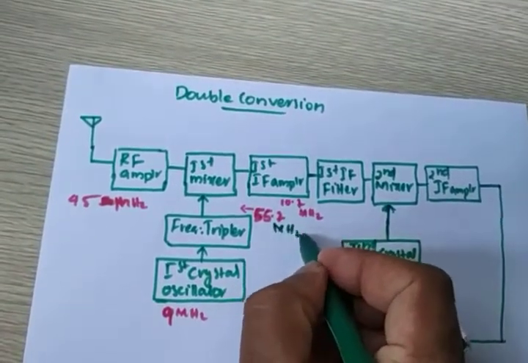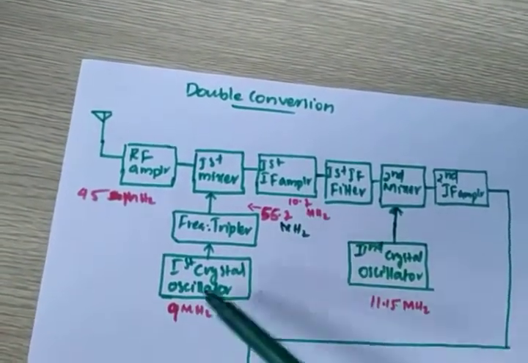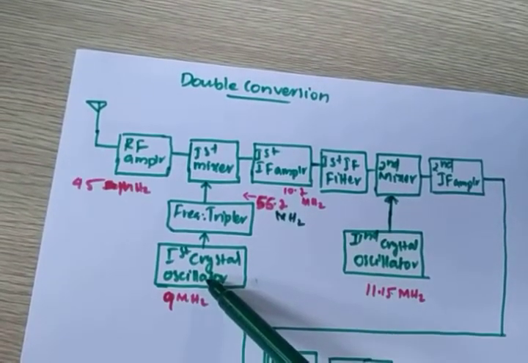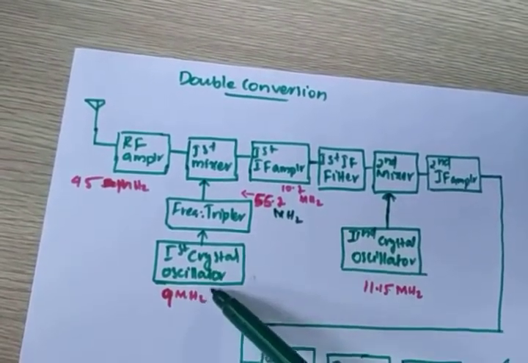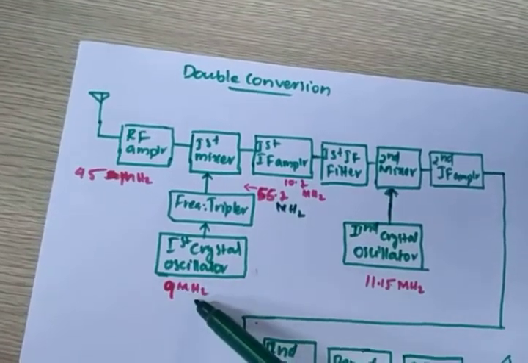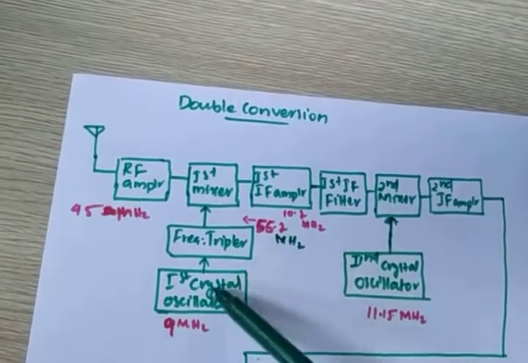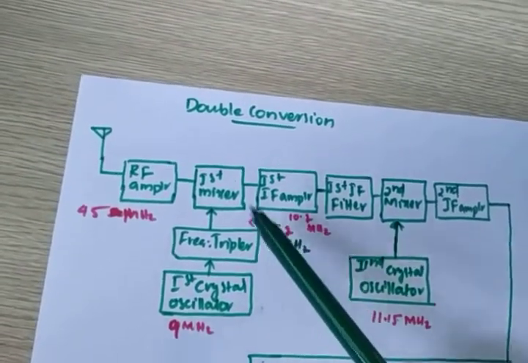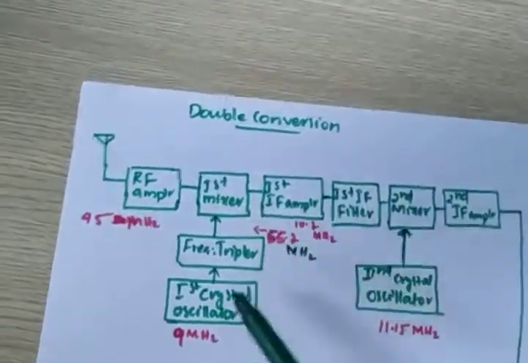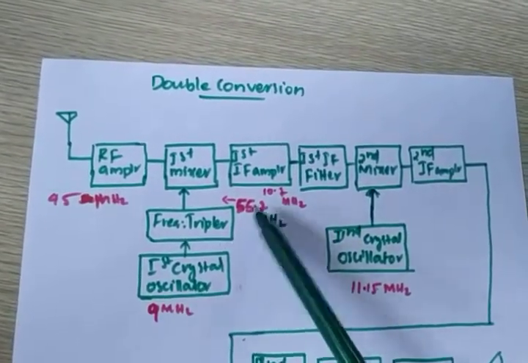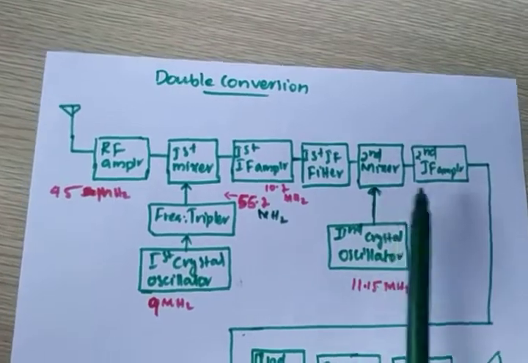So directly you can use a crystal oscillator with this frequency, but that will be a little bit more costly. So what I do is choose a low crystal oscillator frequency, 9 megahertz, then give it to the frequency multiplier. It will multiply the frequency to a high value. Okay, so this is an idea. Or you can directly choose a crystal oscillator with this frequency also.